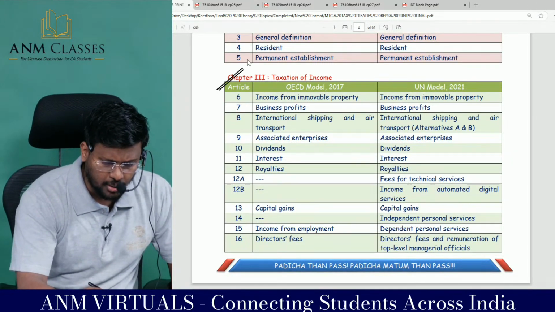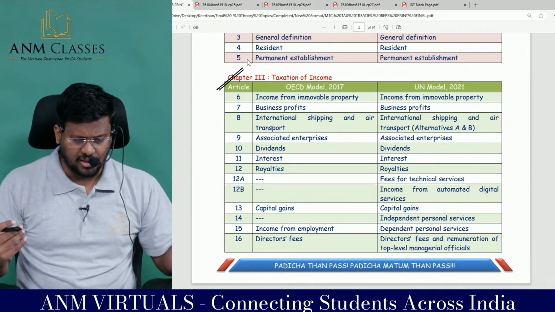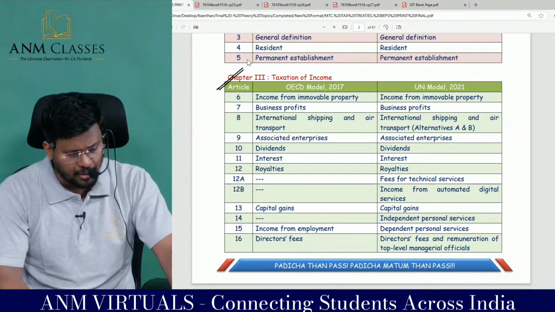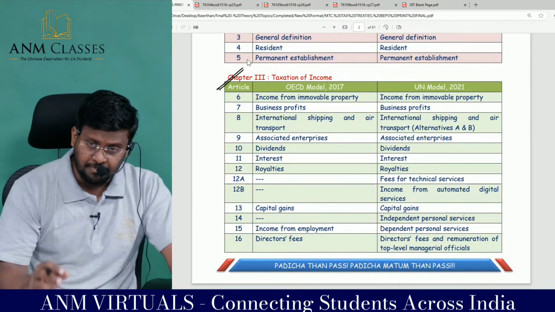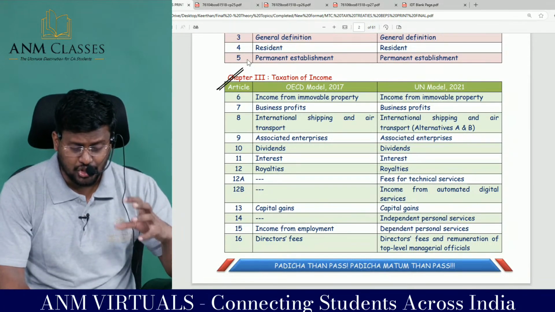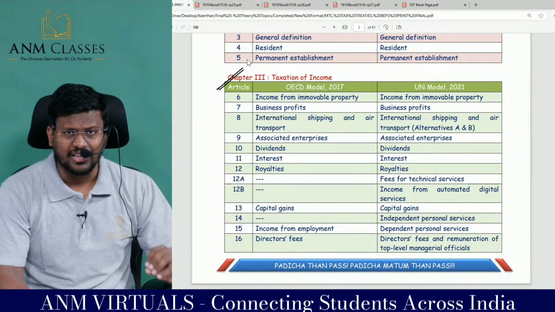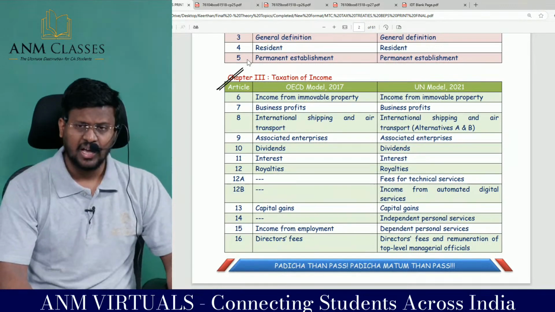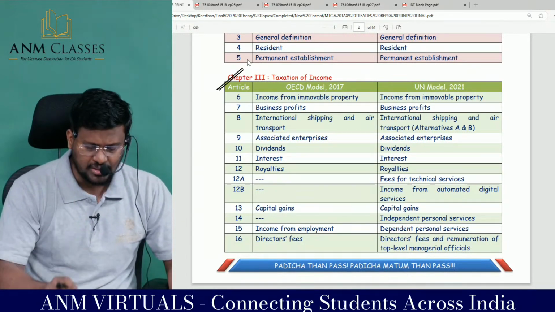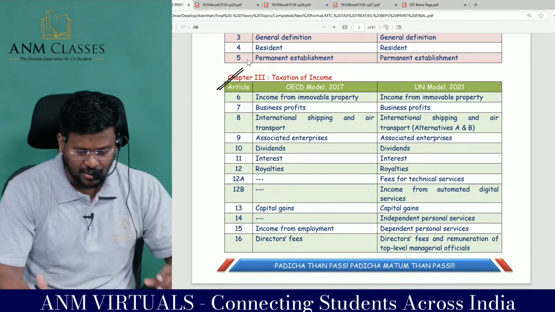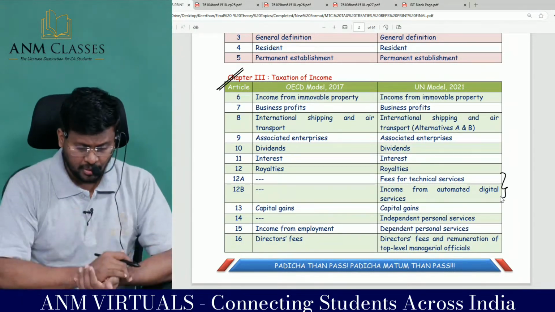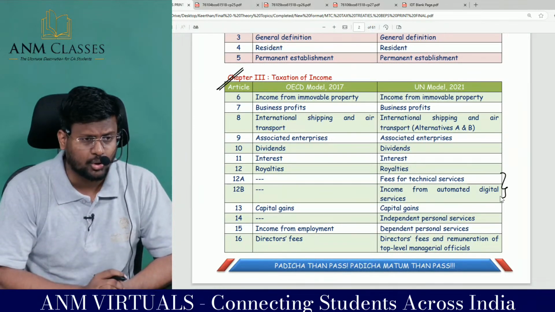Chapter number 3 is talking about taxation of income. Various incomes are there. In that, article number 6 is income from immovable property. Article number 7 is business profit. Article number 8 is international shipping and air transport, article number 9 is associated enterprise, article number 10 is dividend, article number 11 is interest, article number 12 is royalty. You have 12A and 12B, which are there only in the UN model, not in the OECD model. And article number 13 is talking about capital gain.